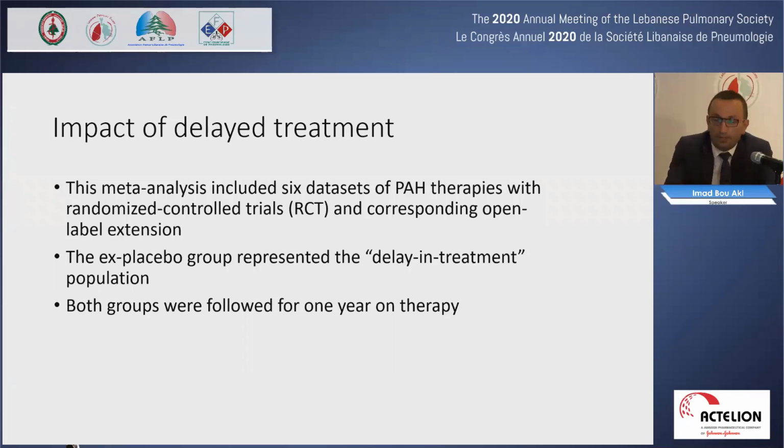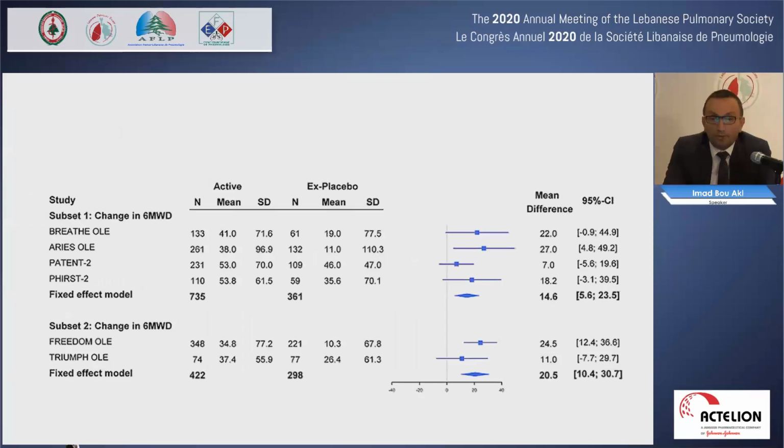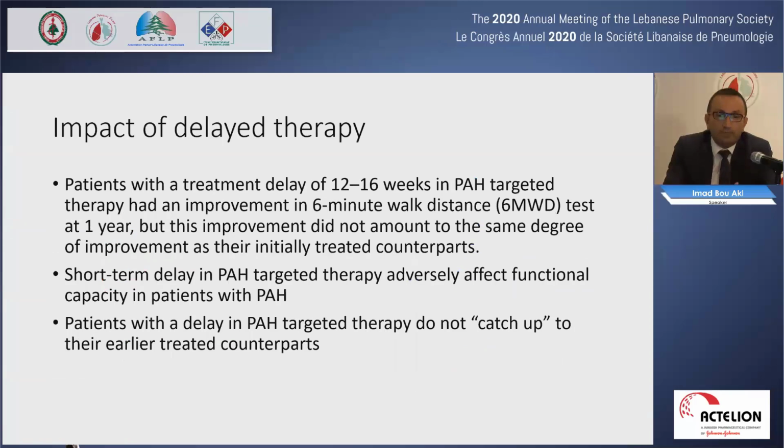So what happened to these? If you follow them, those are the studies, BREATHE-1 and others, and they were randomizing bosentan, ambrisentan, riociguat, tadalafil, treprostinil, so all classes, with control. So it doesn't matter what class of treatment, any. So what happened to these patients?